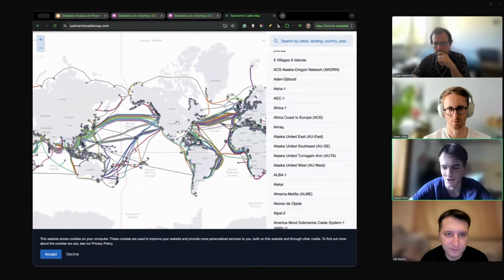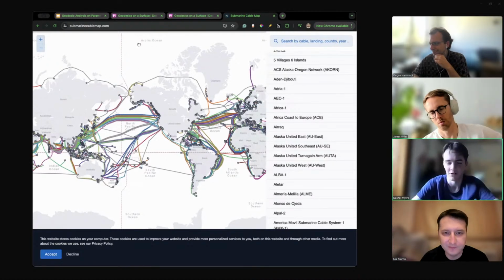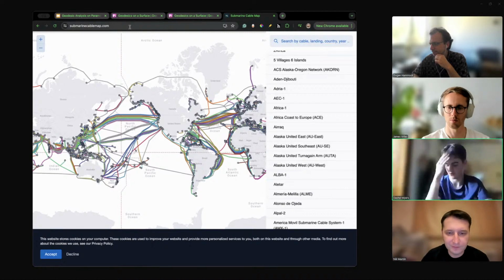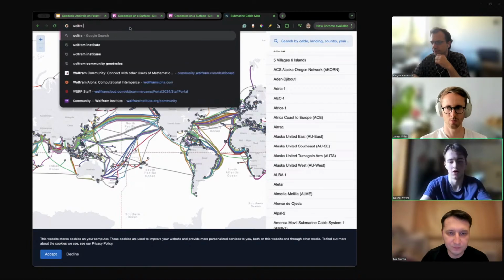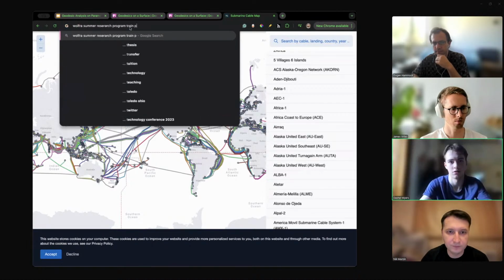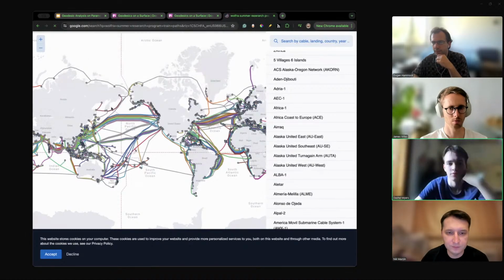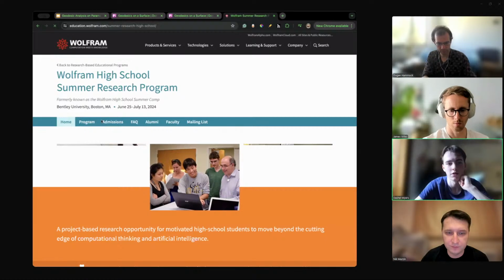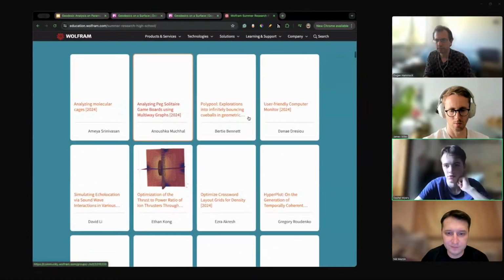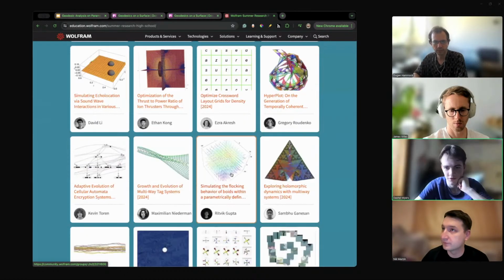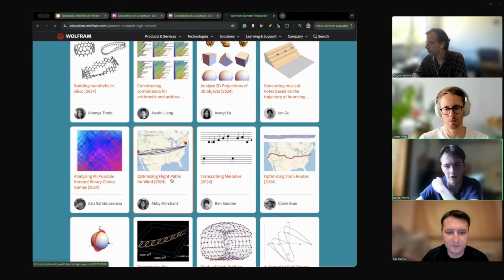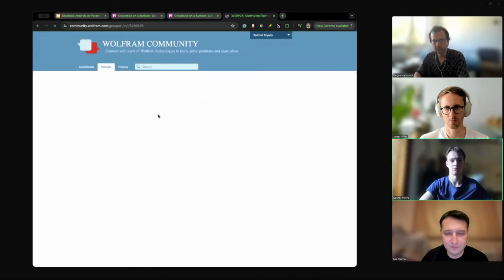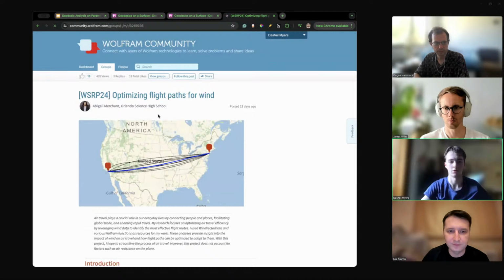But yeah, internet infrastructure, it's everywhere. I know that one of the people in our year at Wolfram Summer did something on train paths, and I think this is sort of related to geodesics. It's disease modeling. Oh, flight paths. Oh, and train routes. Wow, those are really similar projects. But both of these are using the concept of geodesics.